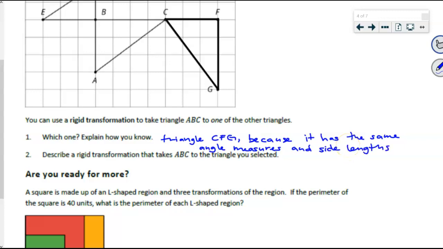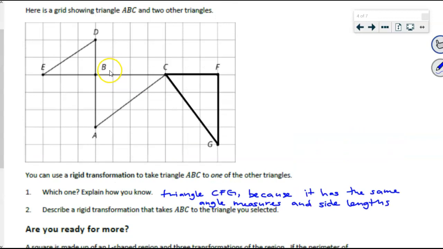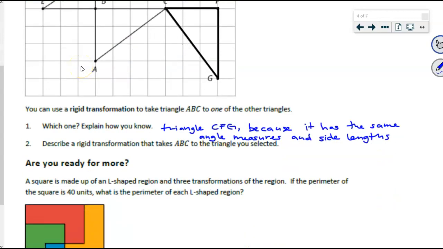We can see that the other triangle, what was it called? EBD is just too small. It didn't keep the angle measures, it didn't keep the side lengths, so it is too small. Describe a rigid transformation that would work. Well, you kind of saw me do that. We did a rotation and we did a translation.